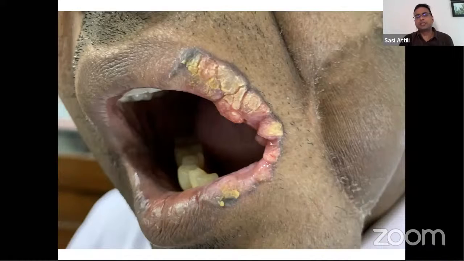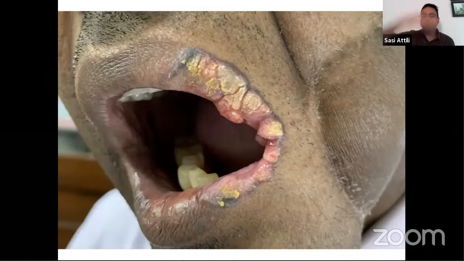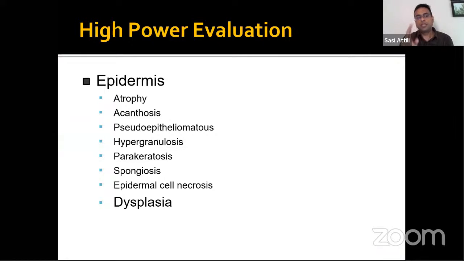Dyskeratosis is present, and not only dyskeratosis, dysplasia is present, and dysplasia can be very subtle. If the dysplasia is really intense throughout the epidermis, then you have an easy diagnosis, but sometimes it can be very difficult. So the next thing you evaluate in higher power is the presence of epidermal dysplasia. Dysplasia refers to malignant change. Dyskeratosis refers to dysmaturation. So please make a distinction.